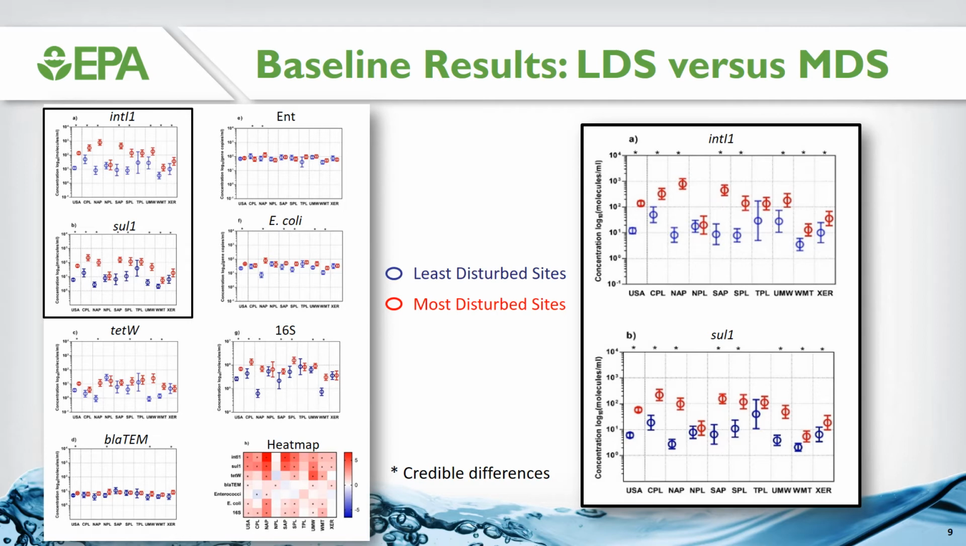National differences were observed for TET-W and BLA10, and only a few ecoregions were different for these genes. Interestingly, there was no national difference for the fecal indicator Enterococcus, and only a couple of ecoregions were statistically different. Both national and ecoregional differences, 5 out of 9, were observed for E. coli. National and ecoregional differences were observed for 16S ribosomal RNA gene. This result underscores the importance of understanding the role nutrient pollution plays on the growth of aquatic bacteria, and the need to account for bacterial growth when assessing ARGs.